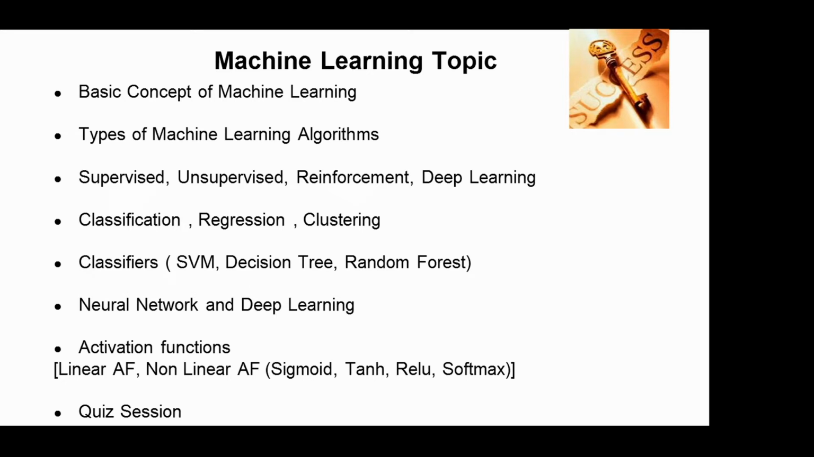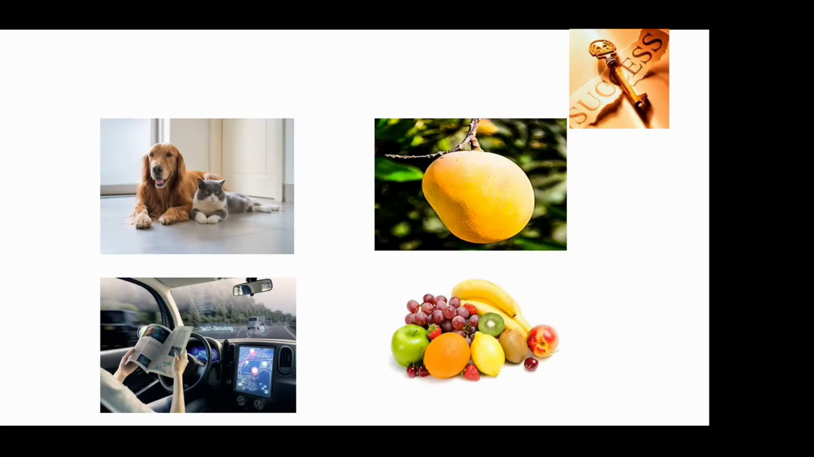So before going to machine learning concept, let's do some brainstorming exercise. So in this slide you can see there are 4 images, and these images are representing the various kinds of objects. So anyone can tell me what the first image is about? So it's a dog and a cat. Okay.